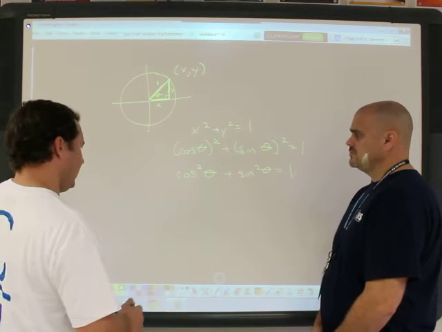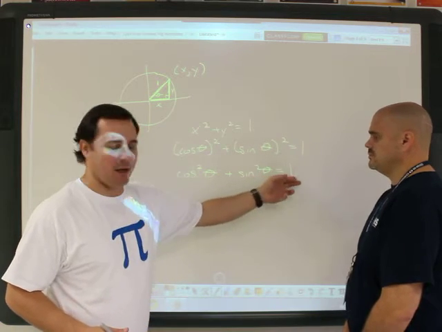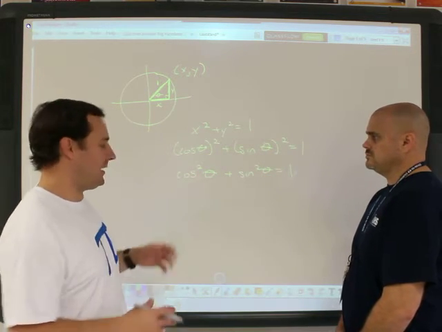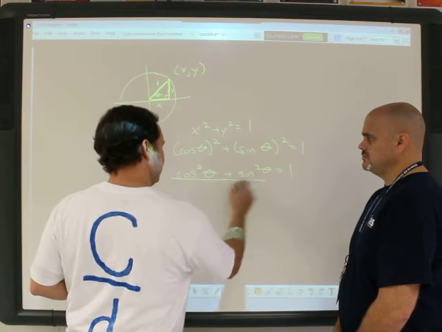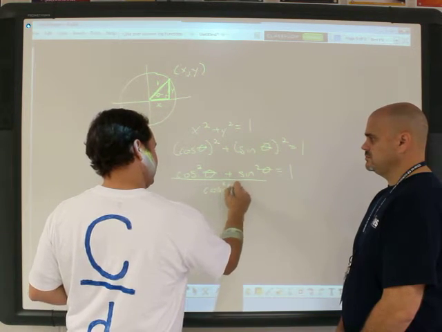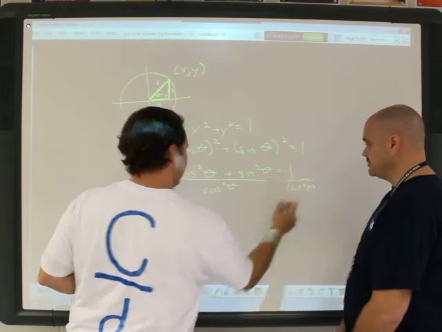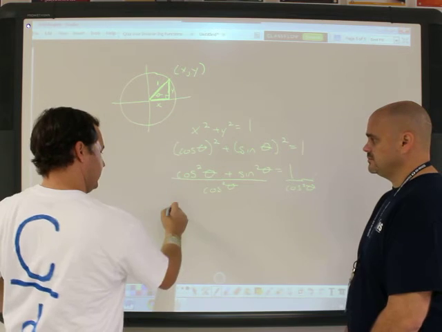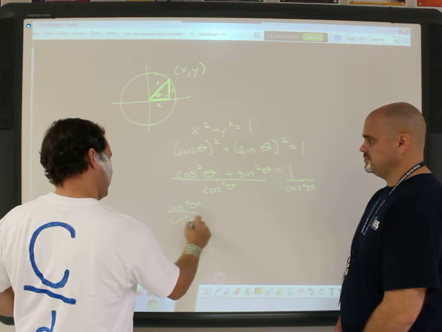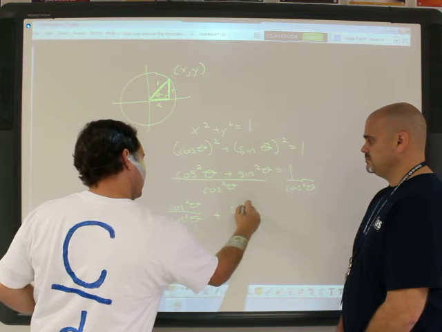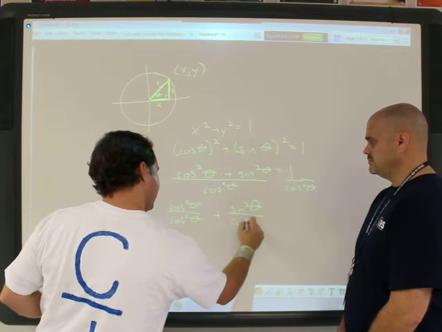Now, one thing I could do, I've got cosine squared and sine squared and 1. If I divide everything by cosine squared, both the left side and the right side, now this I can break up into cosine squared divided by cosine squared plus sine squared over cosine squared.